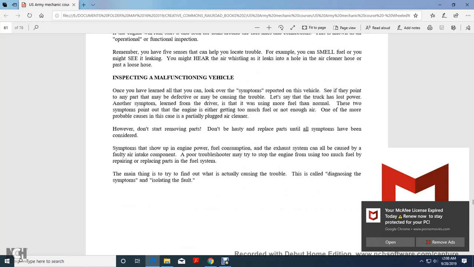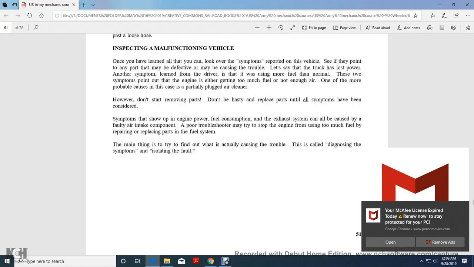Remember, you have five senses that can help you locate the trouble. For example, you might smell it, or you might see it. You might hear air whistling. You also have a feel for the air cleaner hose.